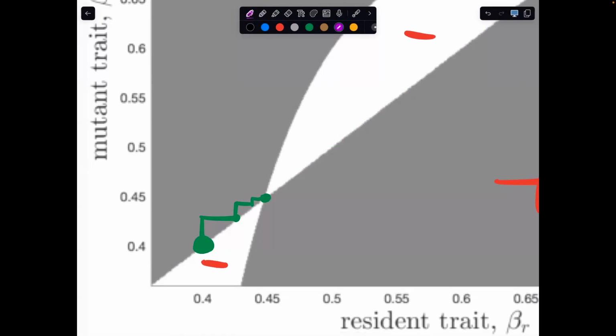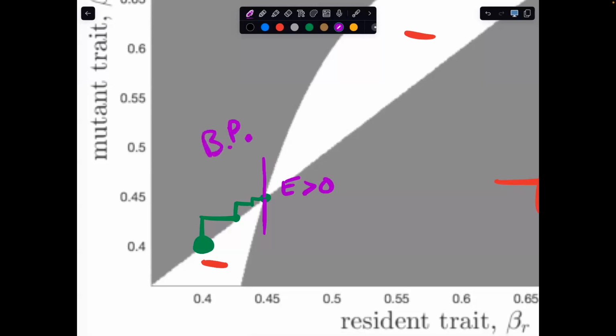Well, at this point, mutants above and below both have positive invasion fitness. So in other words, we've already established all of these singular strategies are going to be evolutionarily unstable. So we converge towards this, and once we get there, it's evolutionarily unstable. So what type of singular strategy is this? A branching point, yeah. So this is a branching point.